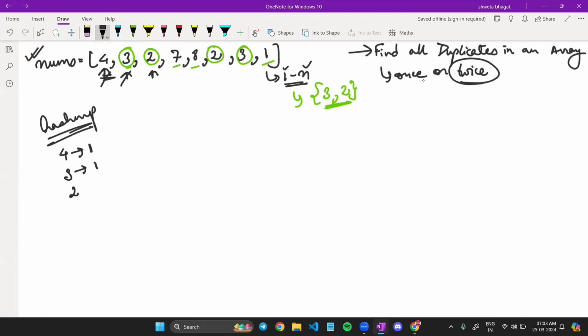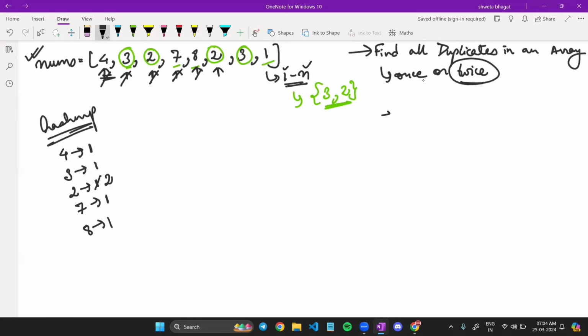Then we have got a 2, so we'll enter 2 and its corresponding frequency as 1. We'll move forward. We have got a 7, so we will save 7 and its corresponding frequency as 1. Now we'll move forward. We have got an 8, so we'll enter an 8 and set its frequency as 1. Now we'll again move forward. We have got a 2. Now we can see that we already have a 2, so we'll increment its frequency from 1 to 2.